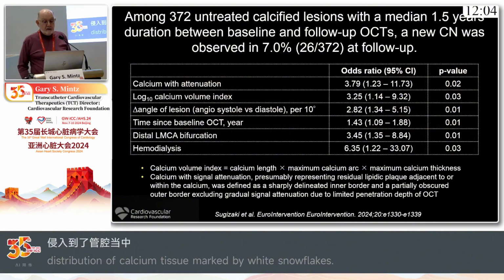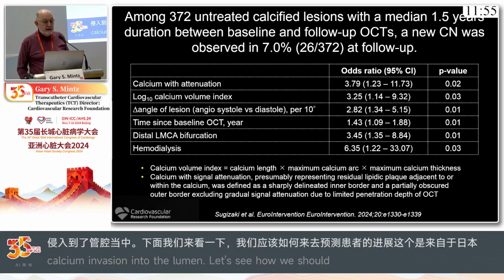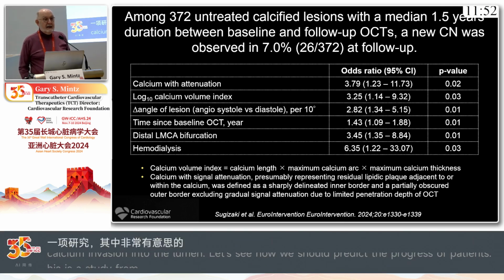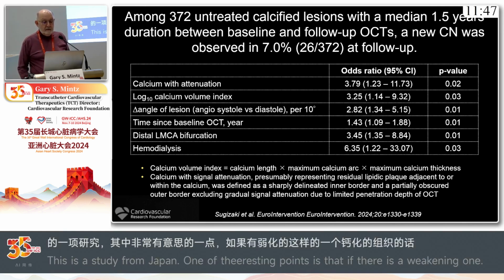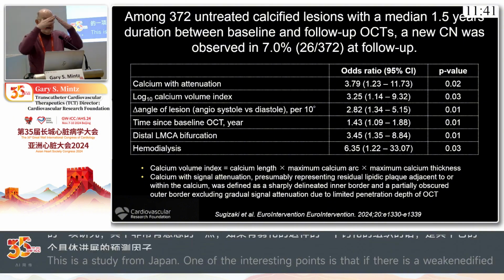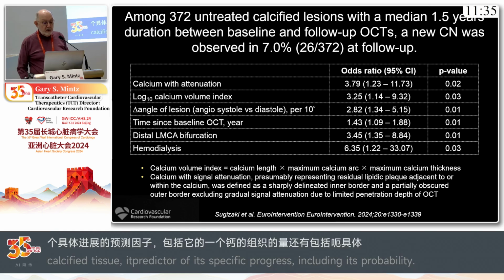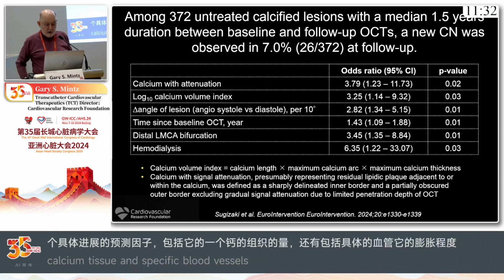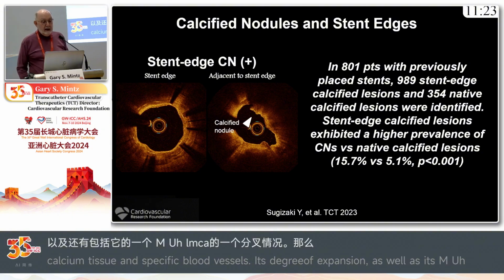It's been looked at what tends to predict progression, and this is a study from Japan, and one of their interesting findings is that calcium with attenuation, again indicating lipid or fibrin, is one of the predictors of progression, along with the amount of calcium, the angle angiographically, the bend point in the vessel, the time since the last OCT, distal left main location, and especially patients who are on hemodialysis, and we'll come back to the hemodialysis issue in a second.